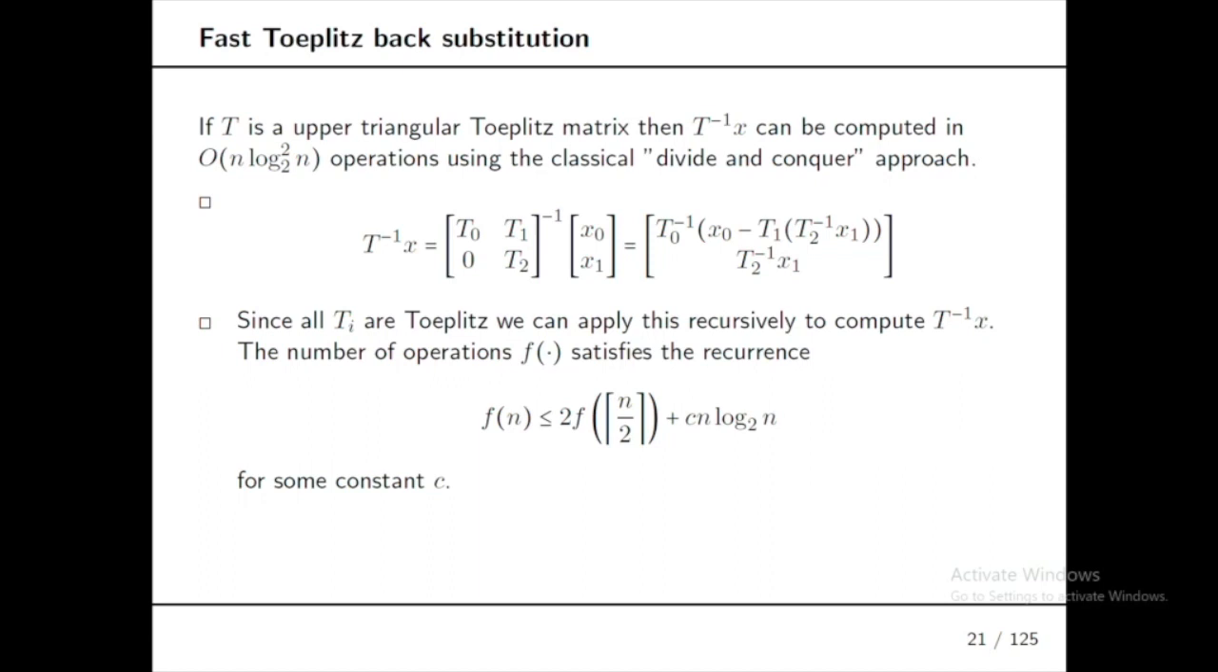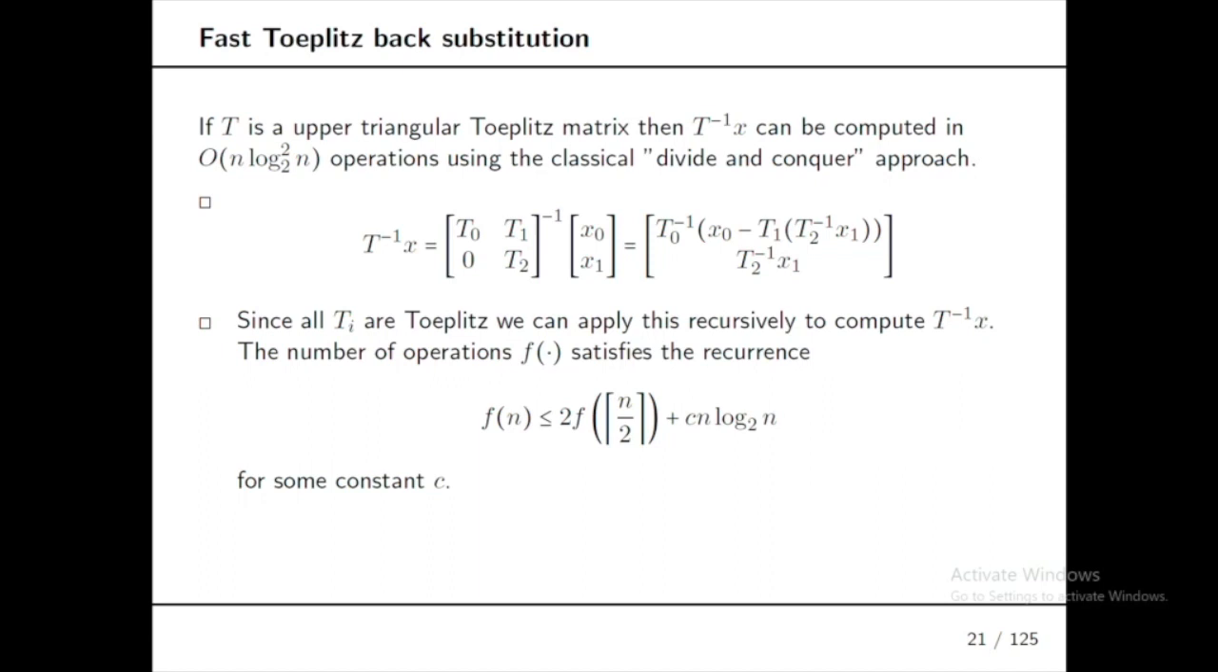The key thing to observe is that to do this calculation, you need to solve 2 upper triangular Toeplitz matrices roughly half the size, one involving T0, one involving T2. Of course, T0 and T2 are the same, depending on how you cut them. So if the size is an exact power of 2, then they would be the same, otherwise they would not be the same.